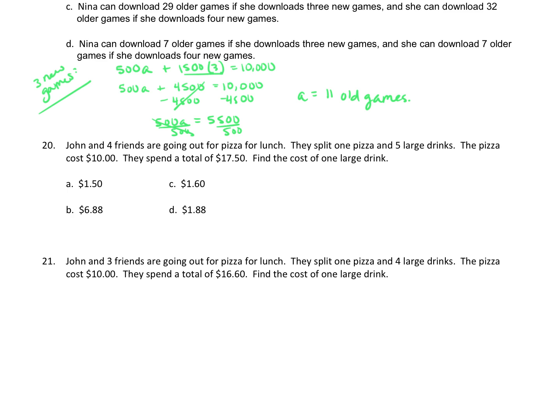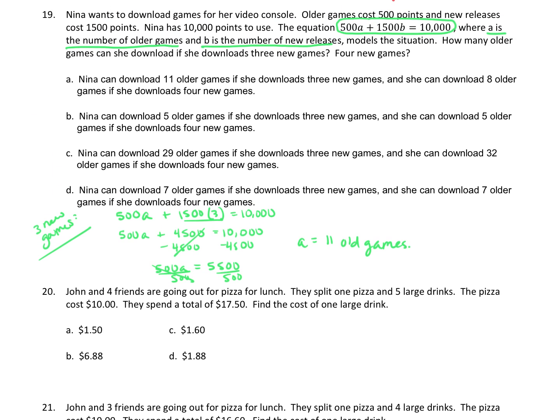So because this is a multiple choice question, I want to see if 11 old games is an option. D says she can download 7 older games. C says 29 older games. B says 5 older games. A says 11 older games. So that's the one we want.